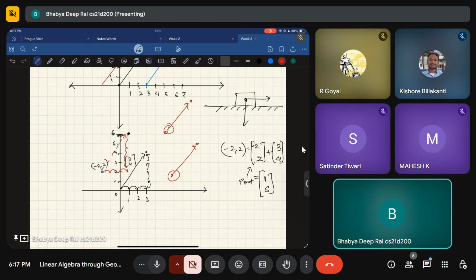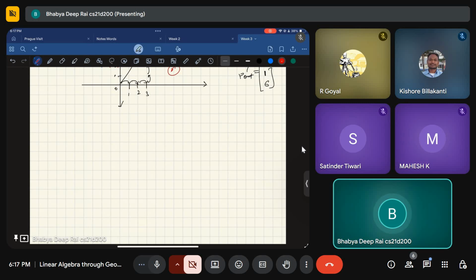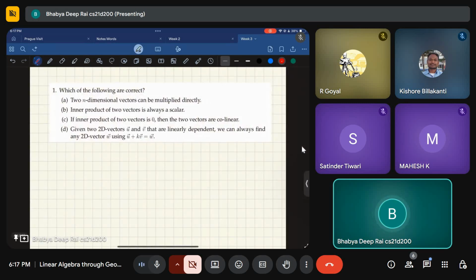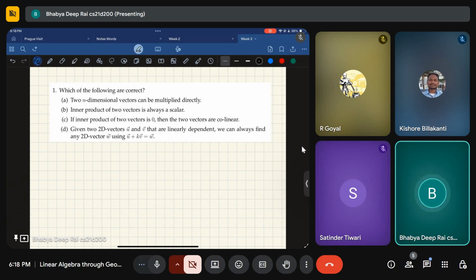Can you tell me which of these are correct? The first says 2 n-dimensional vectors can be multiplied directly, and inner product of 2 vectors is always scalar. If inner product of 2 vectors is 0, then 2 vectors are collinear. For now, forget about D. It's a bit long. So let's look at just A, B, C.